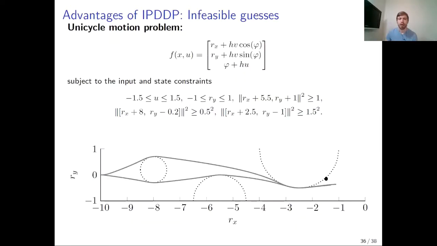Yep. And another advantage of the proposed method is its ability to handle infeasible guesses. So let's consider a unicycle motion problem subject to the following constraints. So we should not leave this area, and we want to move to the right without hitting the obstacles given by these dotted circles. As you might guess, getting an initial solution which will lead to a feasible trajectory is not a trivial task. So we have to either relax the problem or use a method which can handle infeasible guesses.